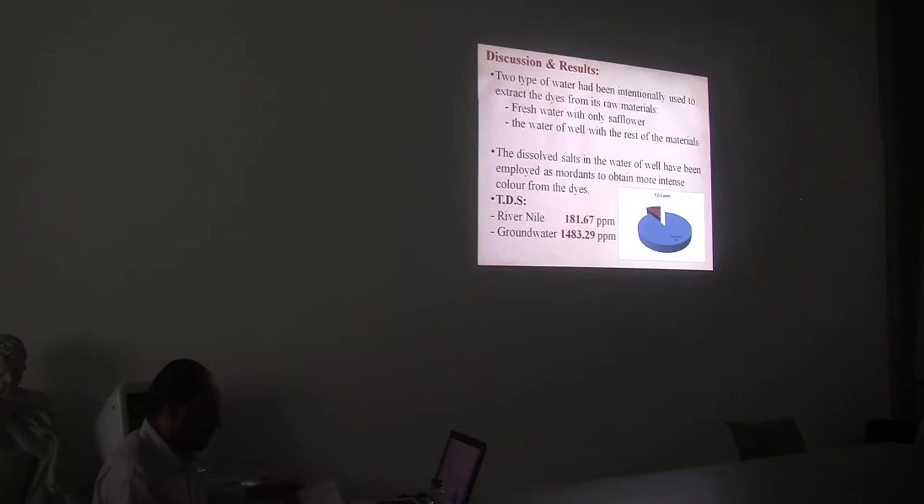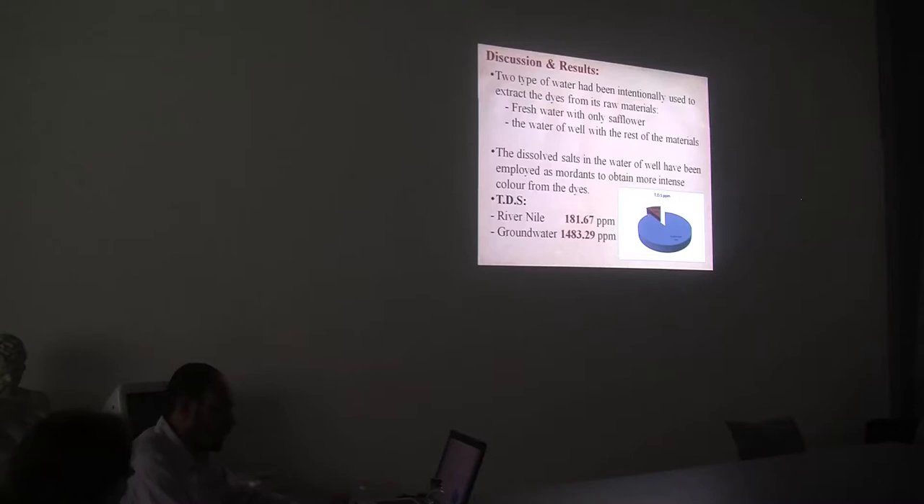Two types of water had been intentionally used to extract the dyes from its raw materials. Fresh water was only for the flour, the water of wheel with the rest of the materials. The dissolved salts in the water of wheel have been employed as a mordant.